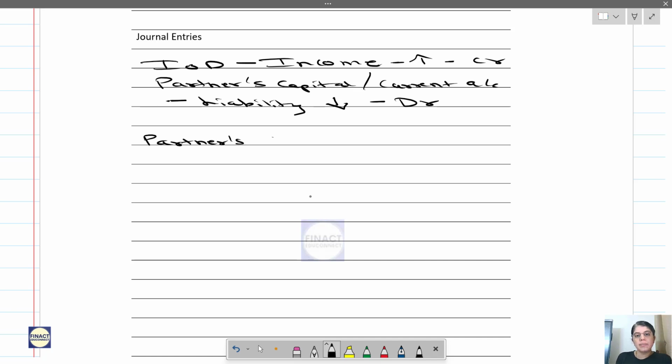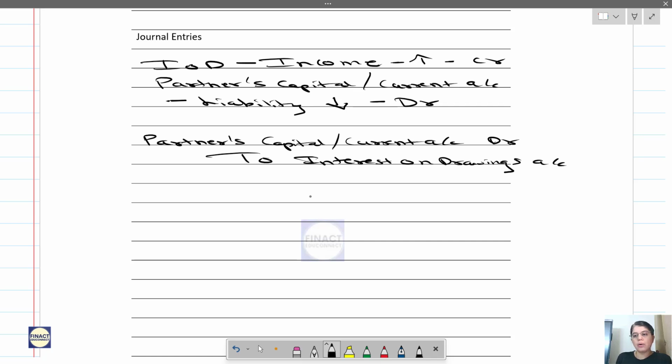Partners capital or current account debit to interest on drawings account. Okay, so this is known as an adjusting entry.